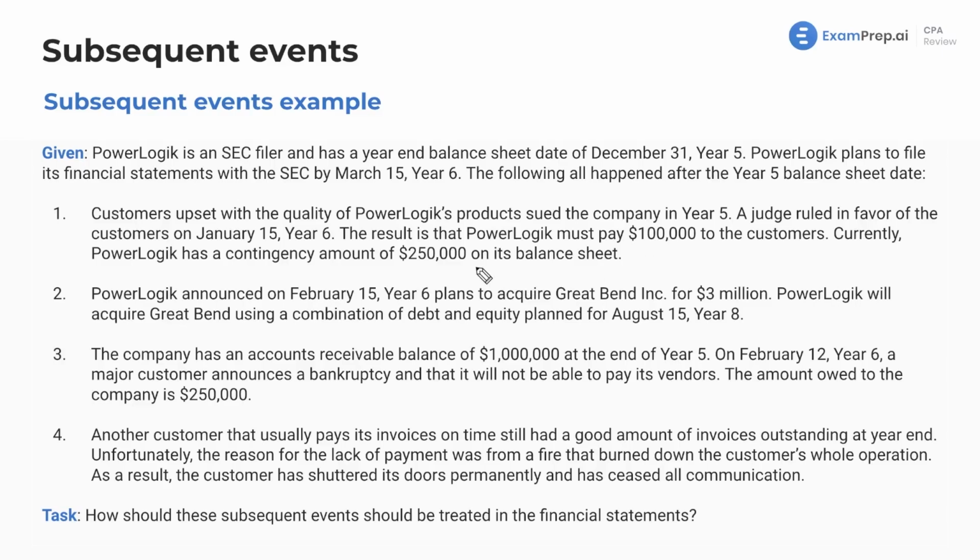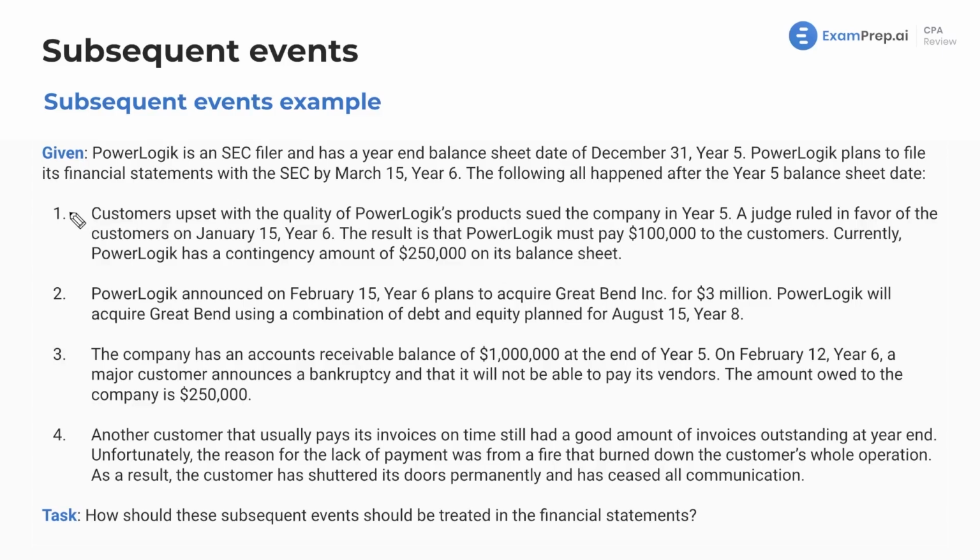Now, first off, are we going to accrue for this? How should these events be treated in the financial statements? So first off, do we record it? Do we disclose it? Or do we do nothing? And then we'll talk about numbers. So in this case, I'll give you a second to think about it. Going once, going twice, going three times.